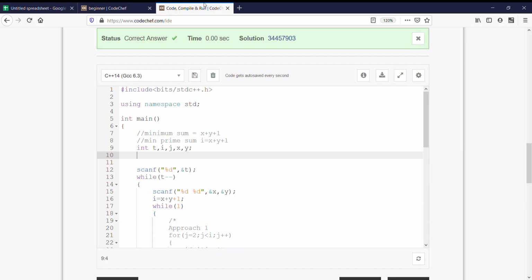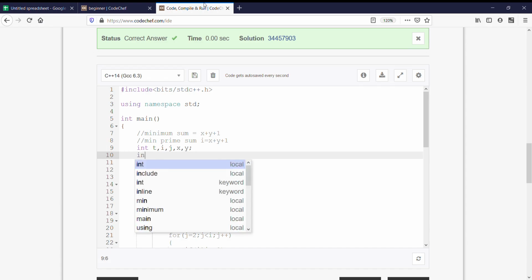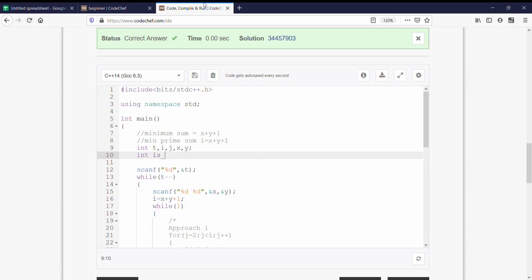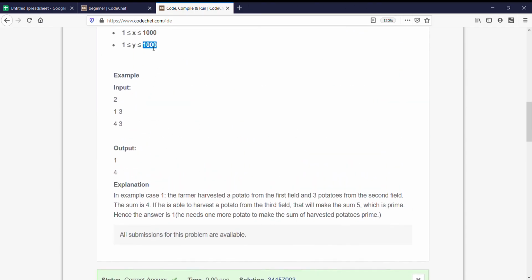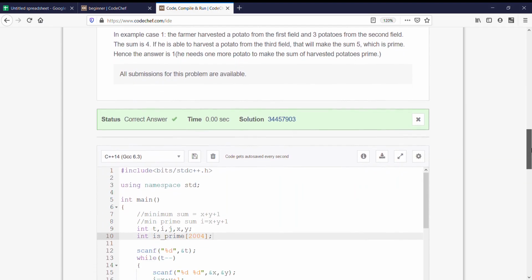So let us implement this with the help of code. First we make an array isPrime till 2004. Why 2004? We know the maximum limit of x and y is 1000. So x plus y would be at most 2000, and the smallest number above that which is prime is 2003. So the maximum number that we would be checking for prime is 2003.